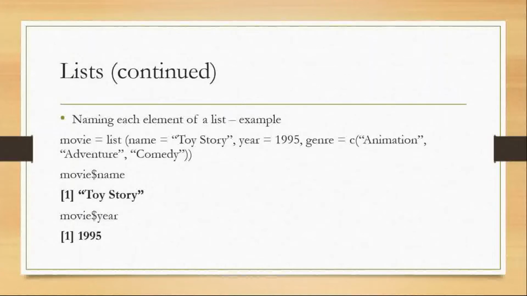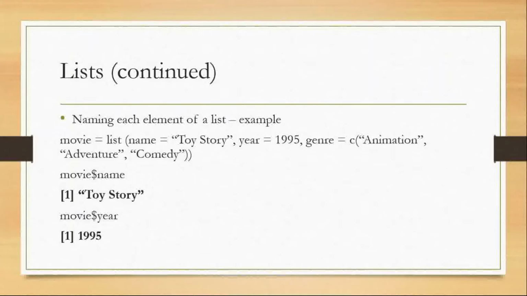So in lists, we can use the dollar symbol, that is the list name, dollar symbol, and then the name of the variable inside the list. In vectors, we can only specify it inside square brackets, but in lists, we can use the dollar symbol. So movie dollar symbol name means the value inside the variable name will get displayed, which is Toy Story.